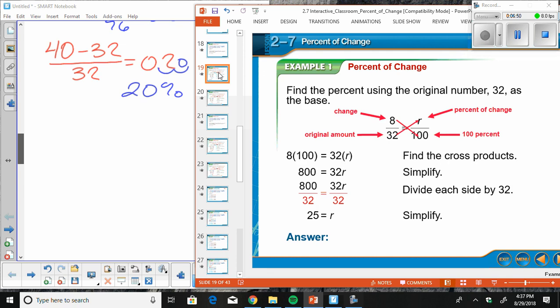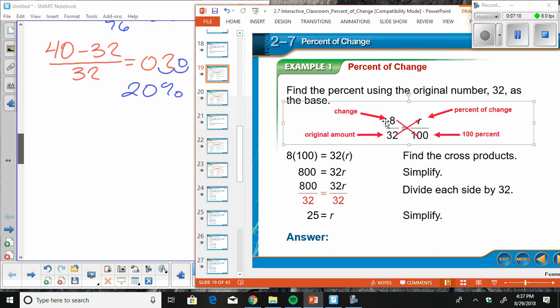So what you would do is you would take your change, which was 8, 40 minus 32 is 8. So that's what we have here. Over your original, so 8 over 32 is equal to what you want to look for, your percent of change, over 100. Okay? Cross multiply, and you get your answer.